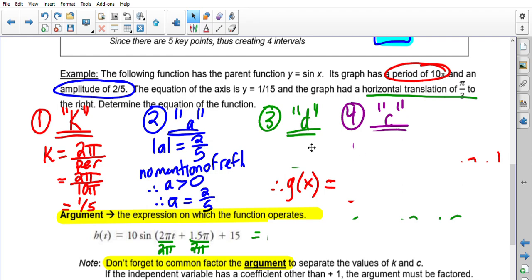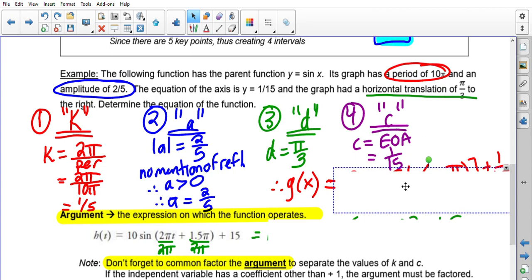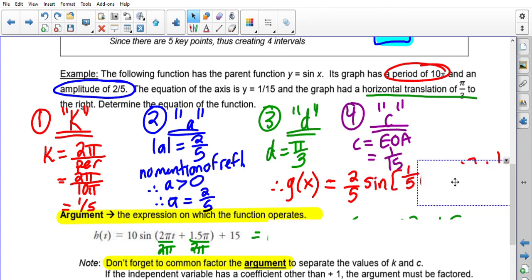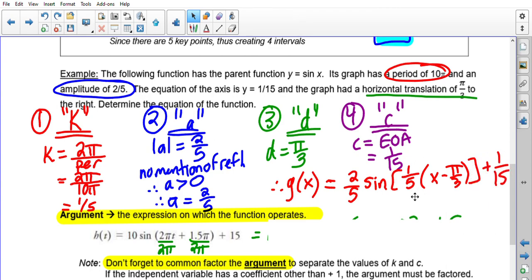The d value we get from the horizontal translation. Since we went to the right, it's going to be positive, so just pi over 3. And our c value is going to come from our equation of the axis. So c equals the equation of axis, which is 1 over 15. So that means our equation is g of x equals 2 over 5 sine square bracket 1 over 5 as our k value, bracket, x minus pi over 3, close bracket, and then plus 1 over 15. And that's our transformed function that meets those requirements.